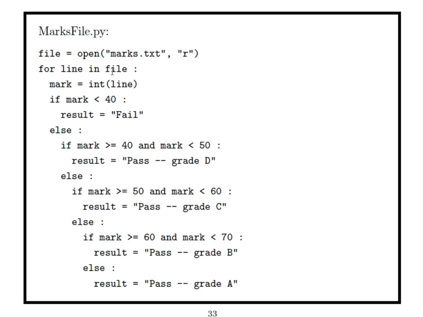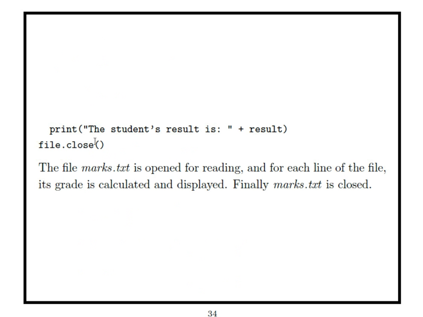And then you can say for each line in the file, and that's another bounded loop, but this time iterating over the lines in the file, which are simply strings, and convert that to an integer, and then do the classification. The classification doesn't change from what we saw originally. And at the end of processing the file, we close the file. So what happens there is that the marks.txt is open for reading. Each line of the file is processed in turn, converted to an integer. Its grade is calculated and displayed, and finally the text is closed.